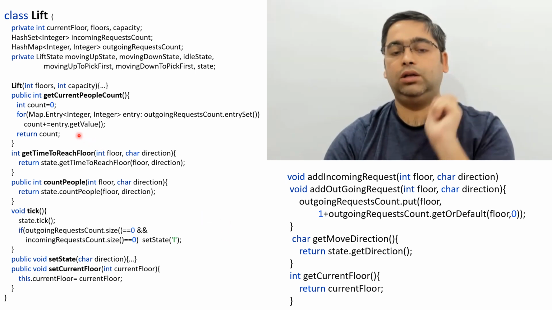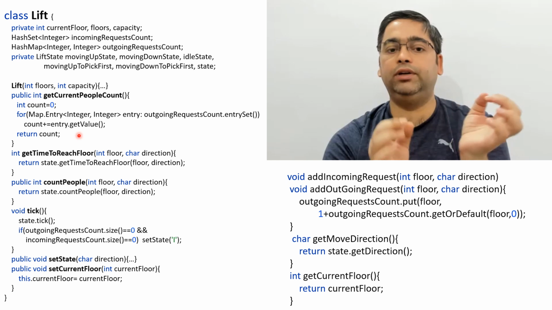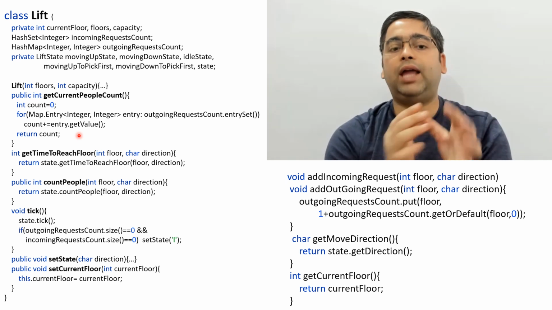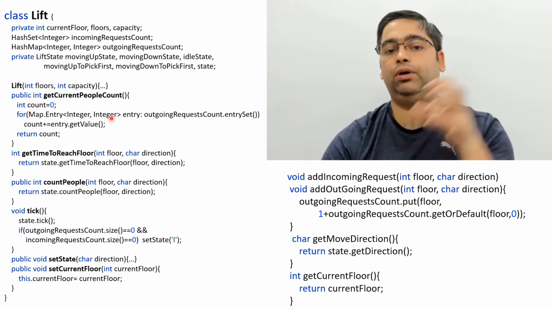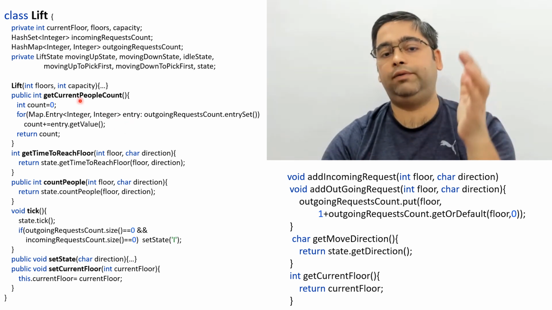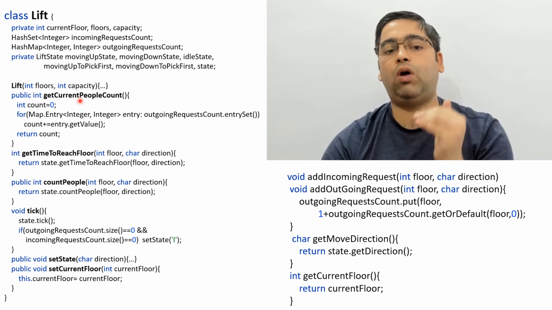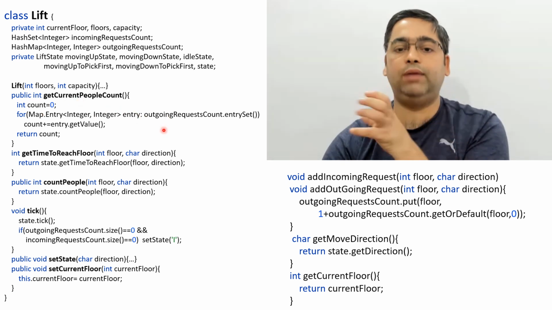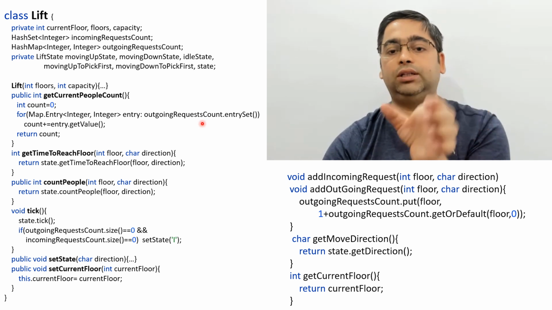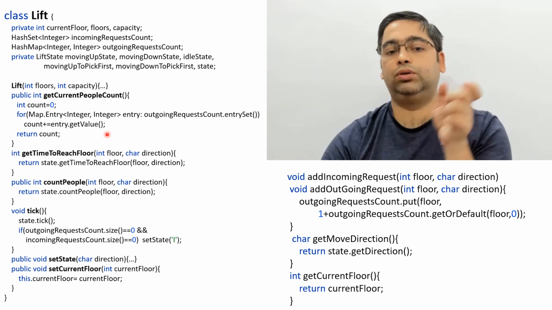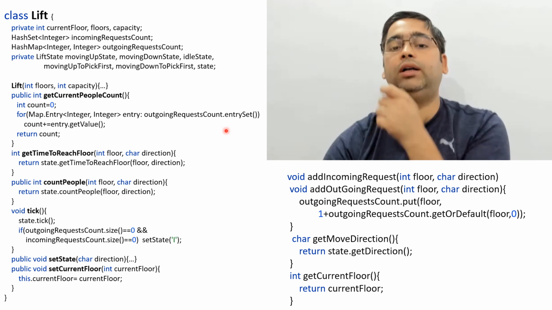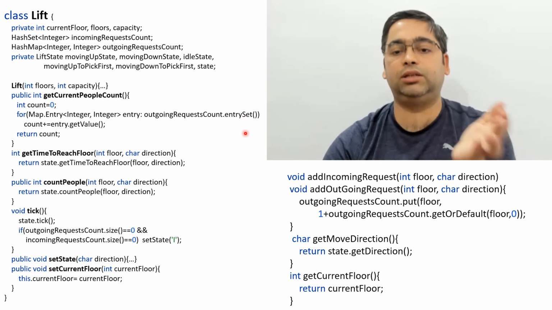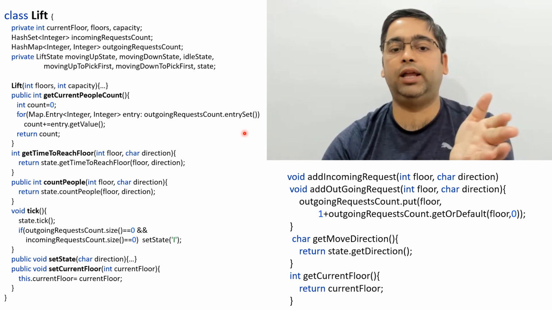So all these things, the number of people, the floor, and the movement direction, form the state of the lift. Apart from that, the most important thing a lift needs to do is to be assigned to some request. For that we have the method get time to reach floor. For every request, the lift management system will call this method on each lift and find out how much time that lift will take to reach that floor in the given direction. So this method returns that time, or it returns -1 if the request is invalid for it. There may be reasons, for example the lift may be moving in the opposite direction.